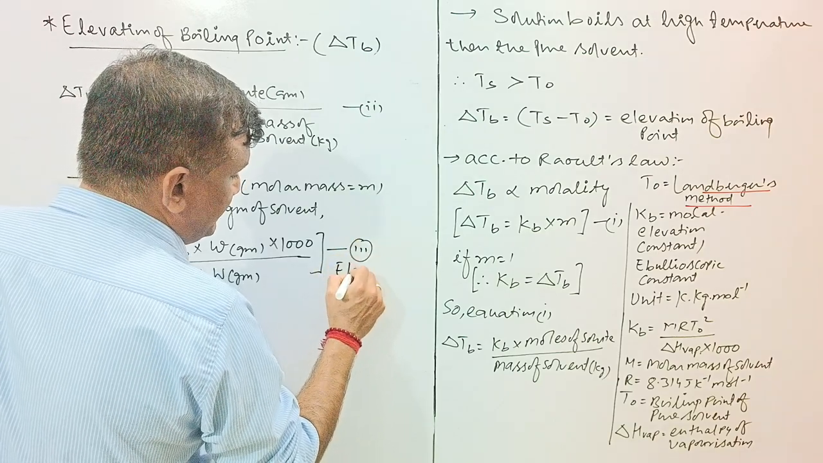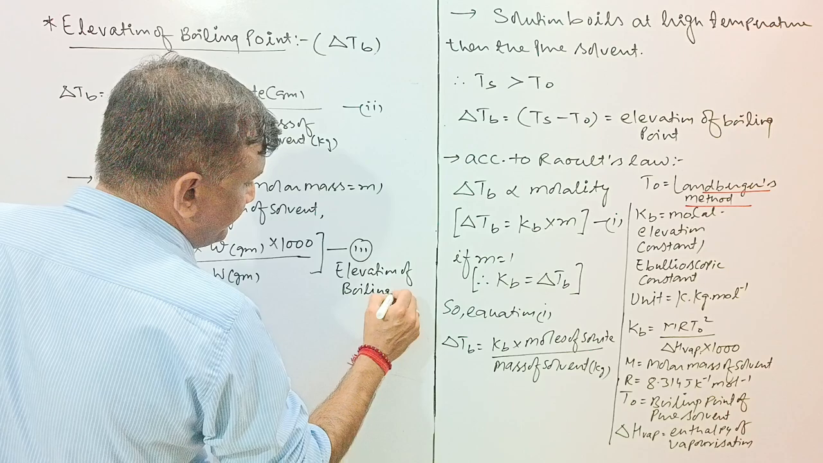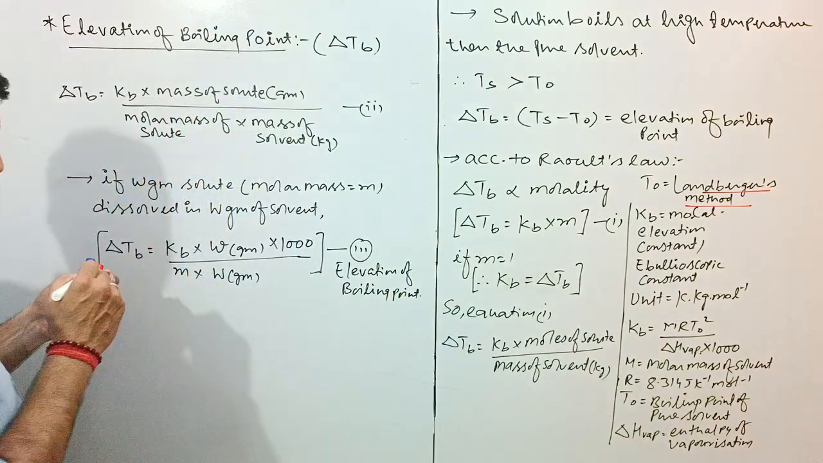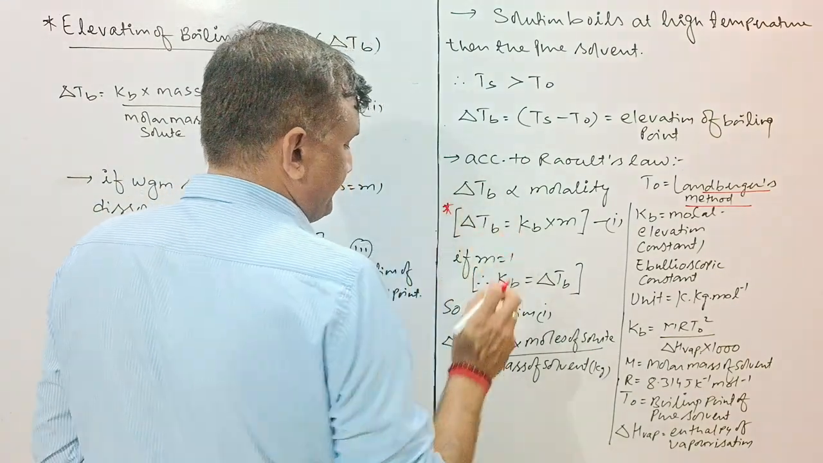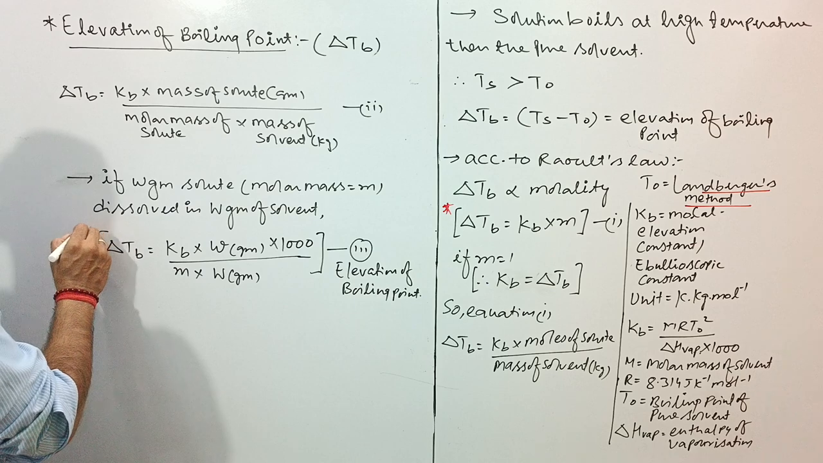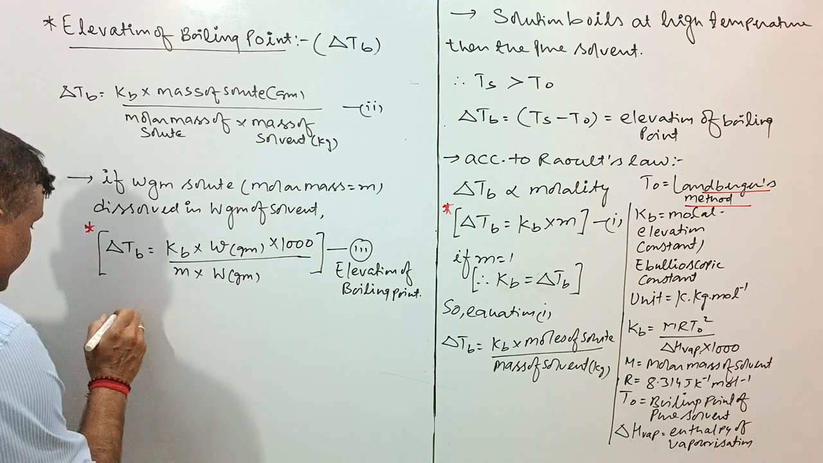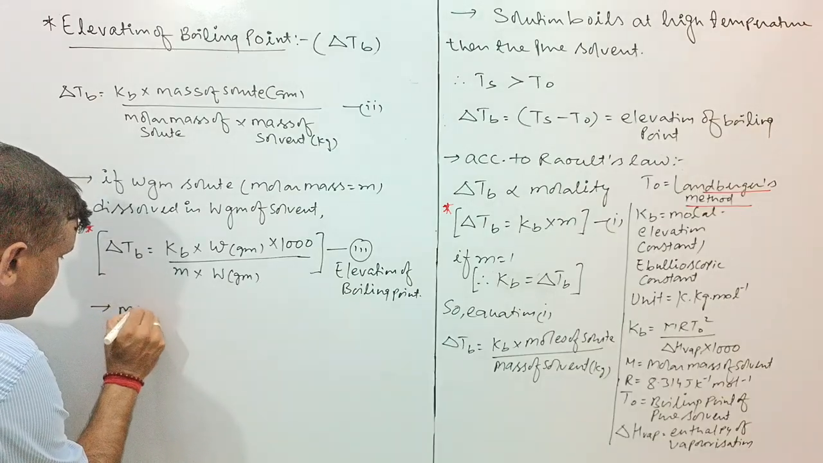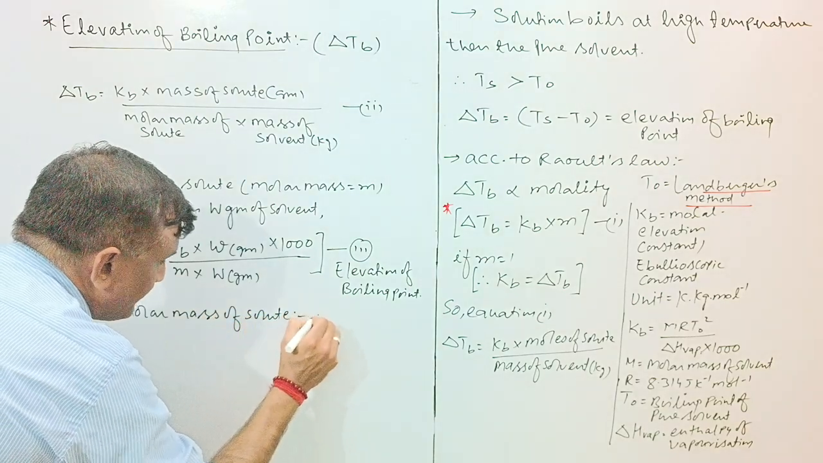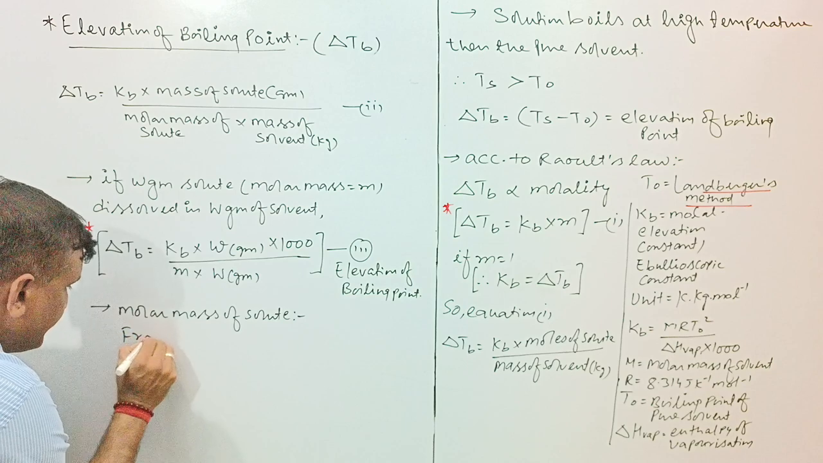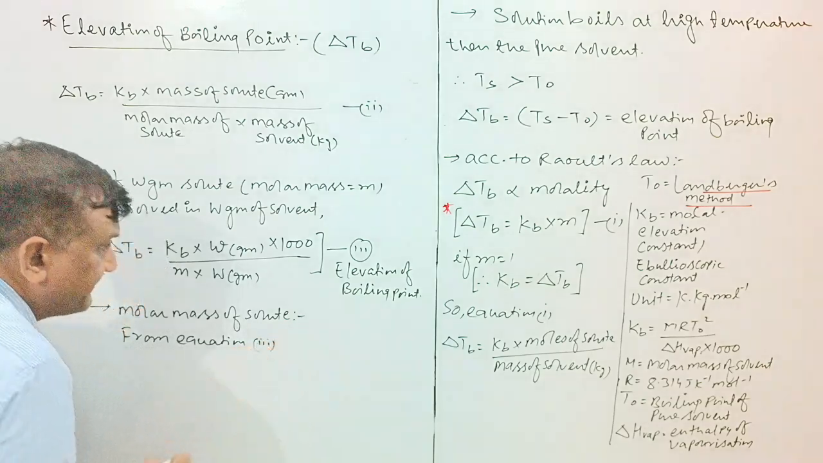So this is called elevation of boiling point. If we go with the important formulas, then this is one of the important formulas, number 1, this is number 2. Now I would like to go with the molar mass of solute, similar to the first property. This is the molar mass of solute from equation 3rd.